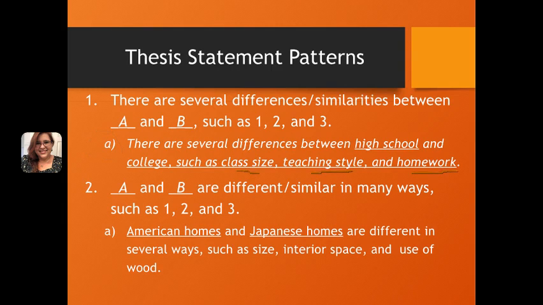But first, let's look at our thesis statement. Here's another way you could write this. A and B are different or similar in many ways, such as 1, 2, and 3. So you could say American homes and Japanese homes are different in several ways, such as size, interior space, and use of wood.